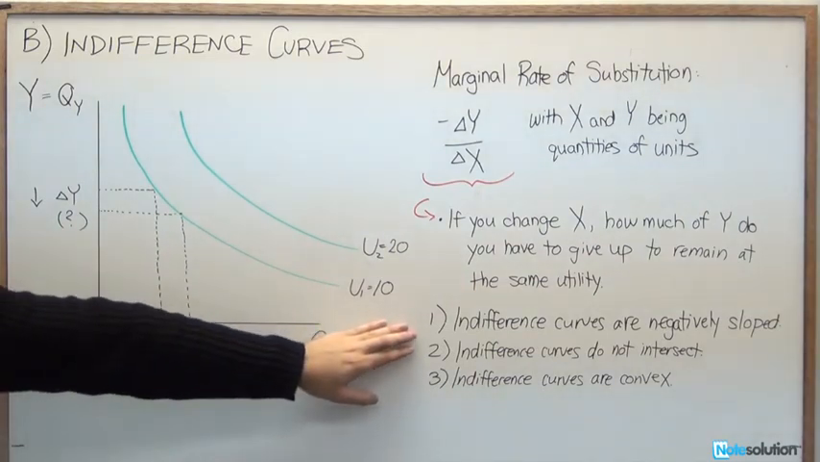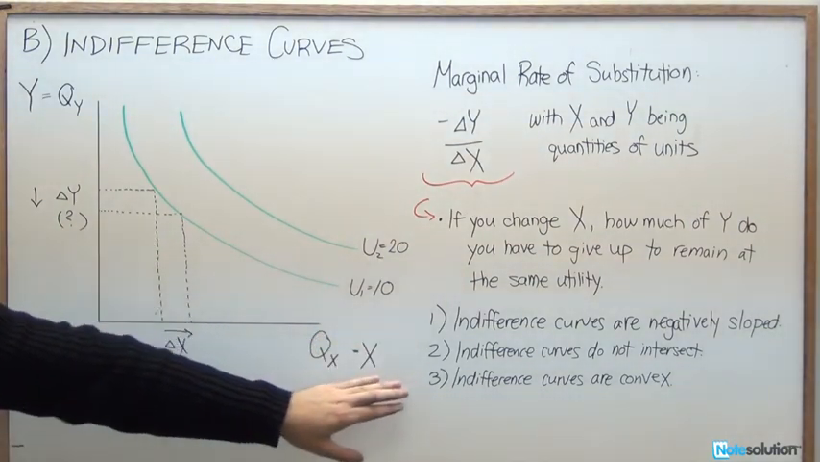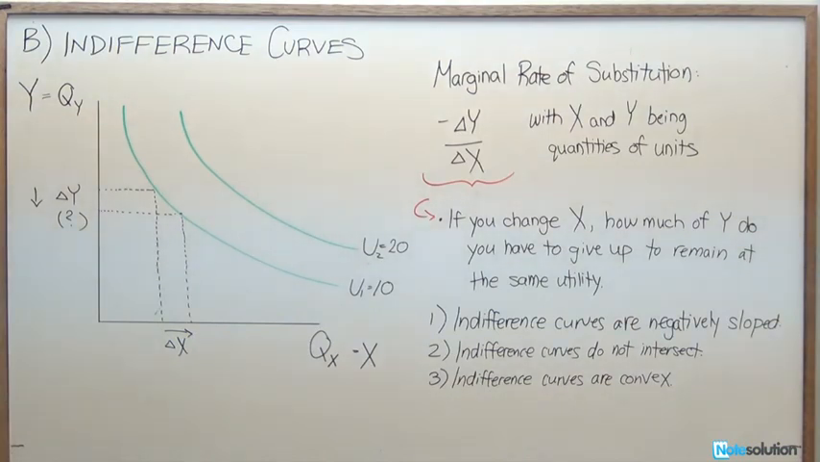And it's because of these properties here that we're going to get that convexity. So we're going to see later on just how exactly that's important.